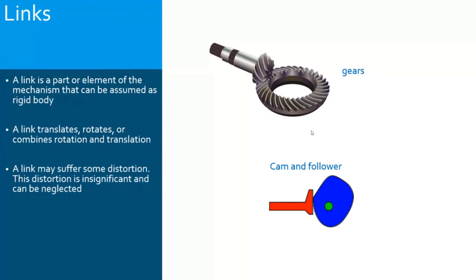Now, in gears, there is always some distortion at the contact points, in the teeth. When we design gears, we design them so that this distortion is within a certain acceptable range, and these distortions are insignificant and can be neglected. Also, in a cam and follower mechanism, especially at the contact between the cam and the follower, there is some distortion. But this distortion can be neglected, and the cam and the follower should be designed so that it stays within a certain range.